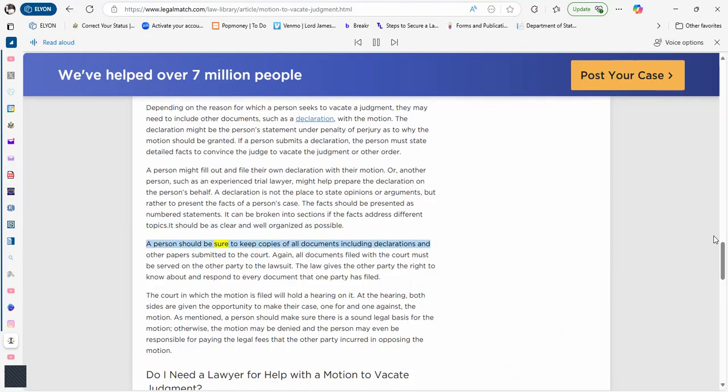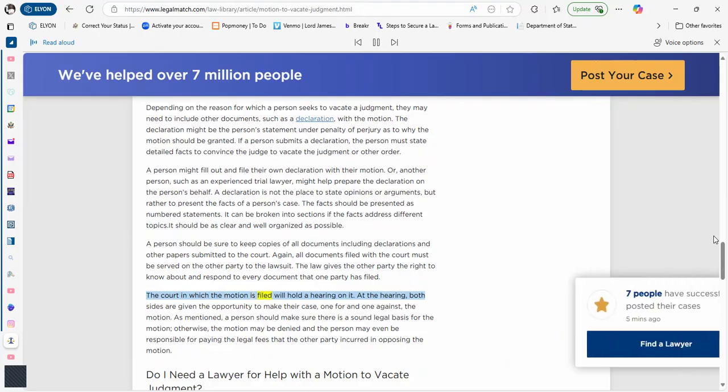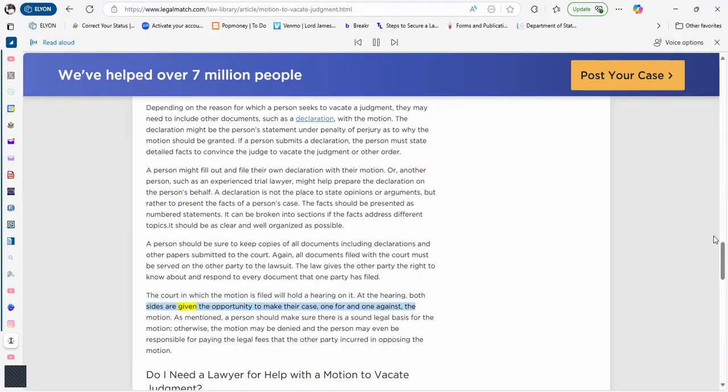A person should be sure to keep copies of all documents, including declarations and other papers submitted to the court. Again, all documents filed with the court must be served on the other party to the lawsuit. The law gives the other party the right to know about and respond to every document that one party has filed. The court in which the motion is filed will hold a hearing on it. At the hearing, both sides are given the opportunity to make their case, one for and one against, the motion.